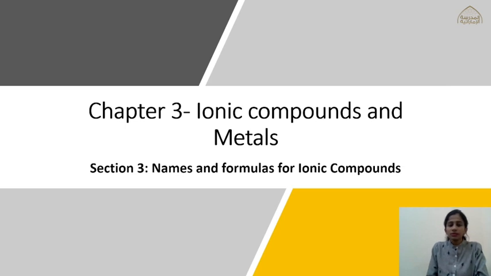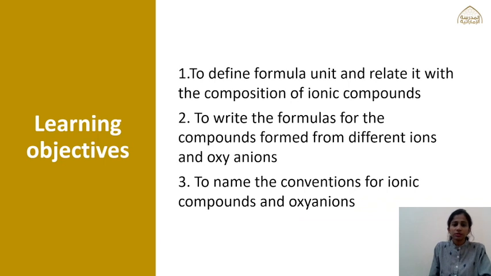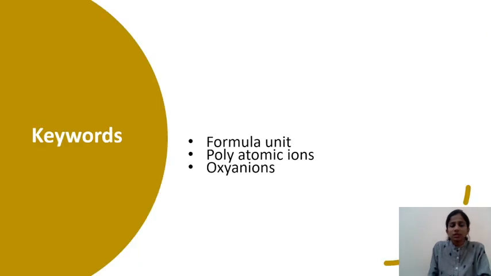Hello. In this video, we are going to discuss Chapter 3, Ionic Compounds and Metals, Section 3, Names and Formulas for Ionic Compounds. By the end of this video, you will be able to define formula unit and relate it with the composition of ionic compounds, to write the formulas for the compounds formed from different ions and oxyanions, to name the conventions for ionic compounds and oxyanions. The keywords coming in this section are formula unit, polyatomic ions, and oxyanions.